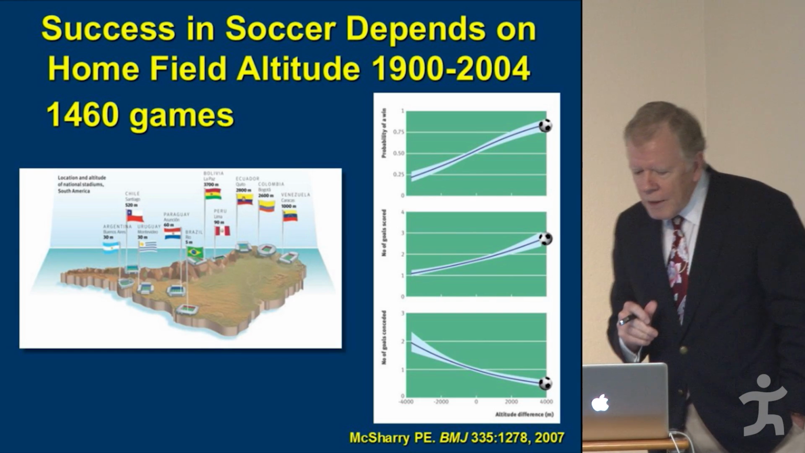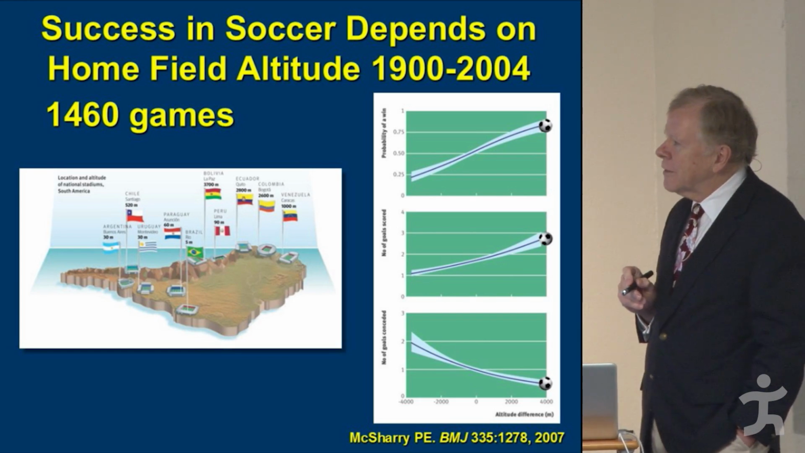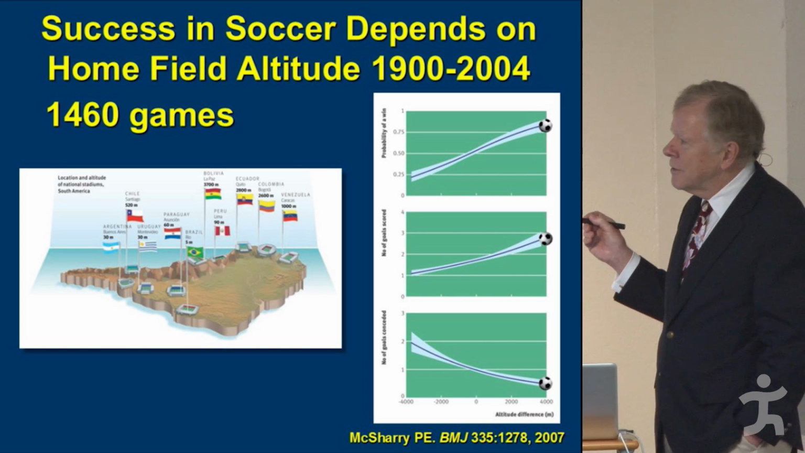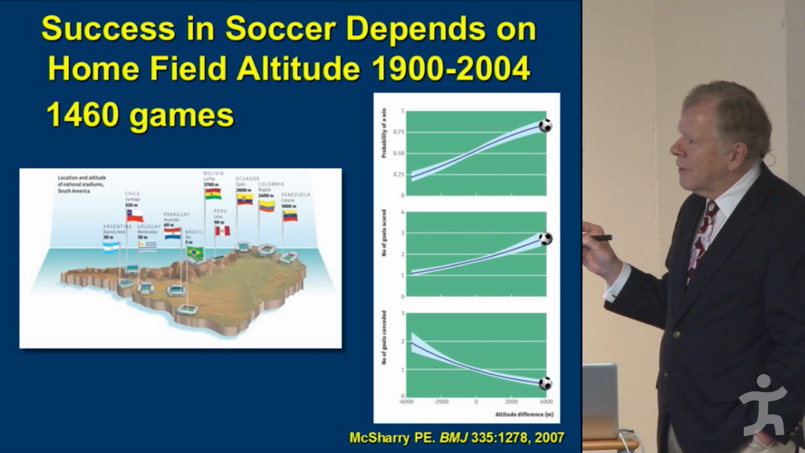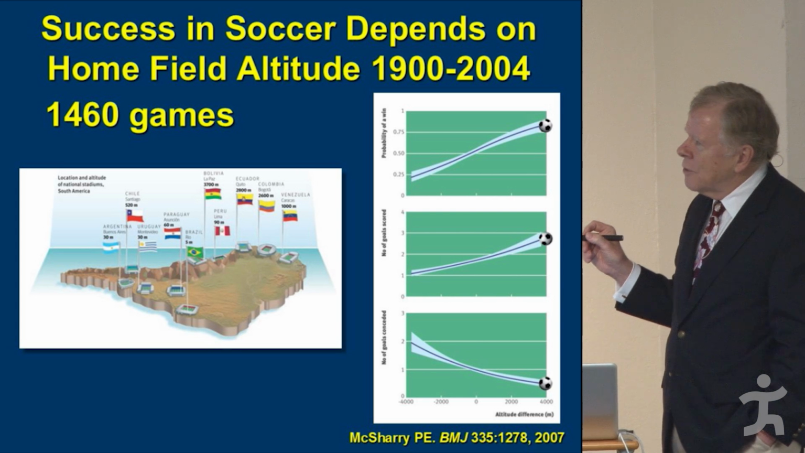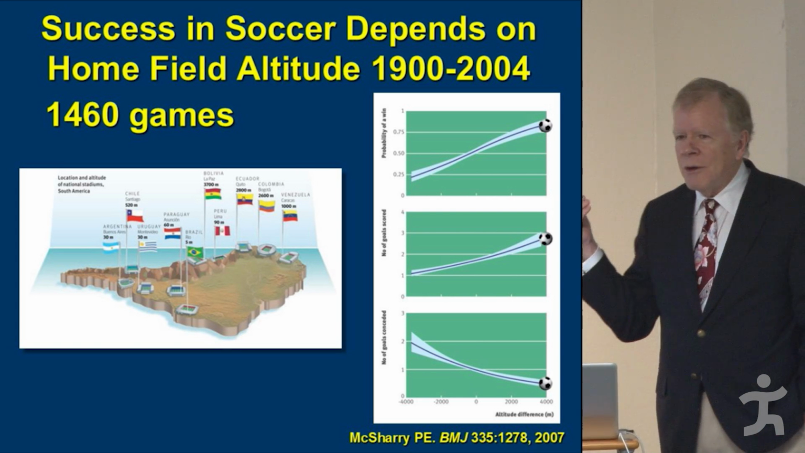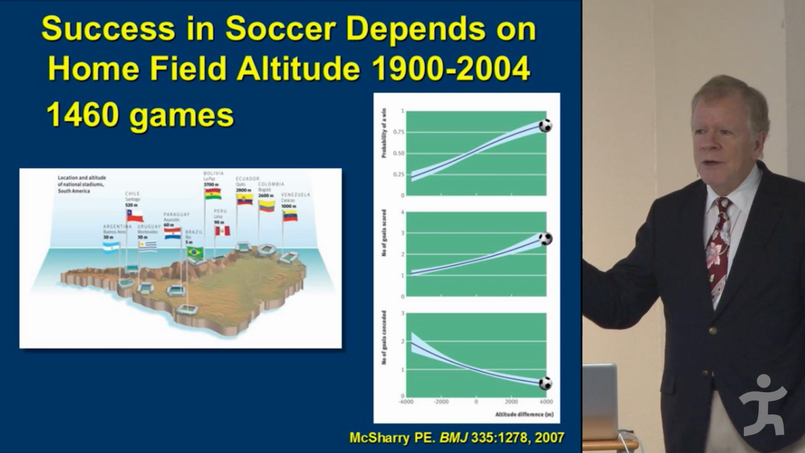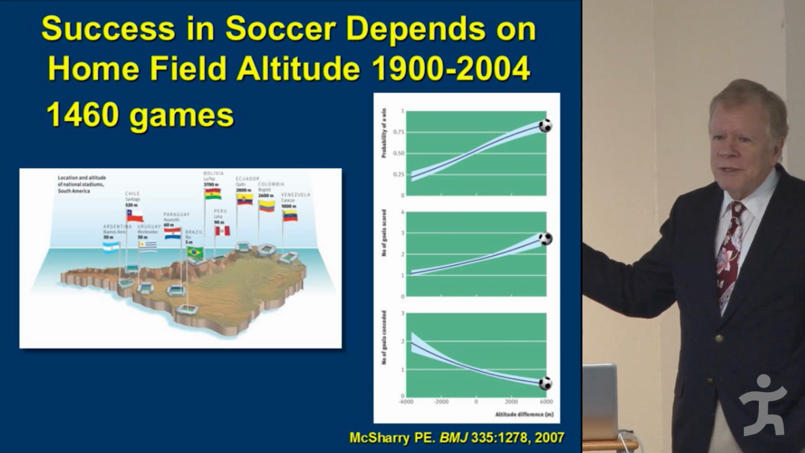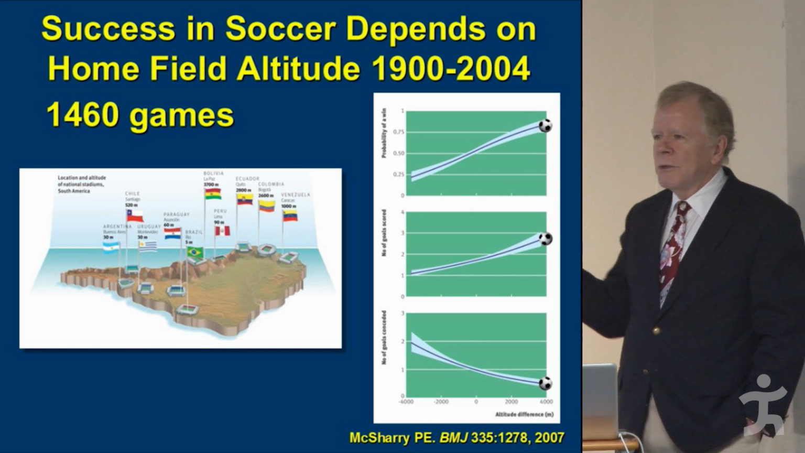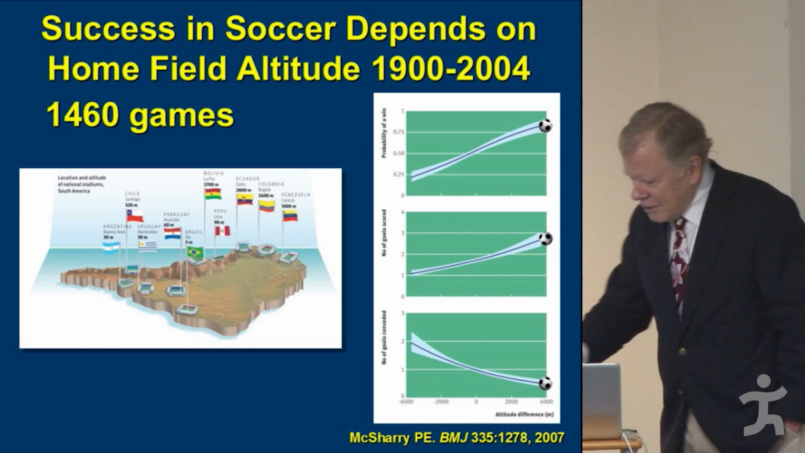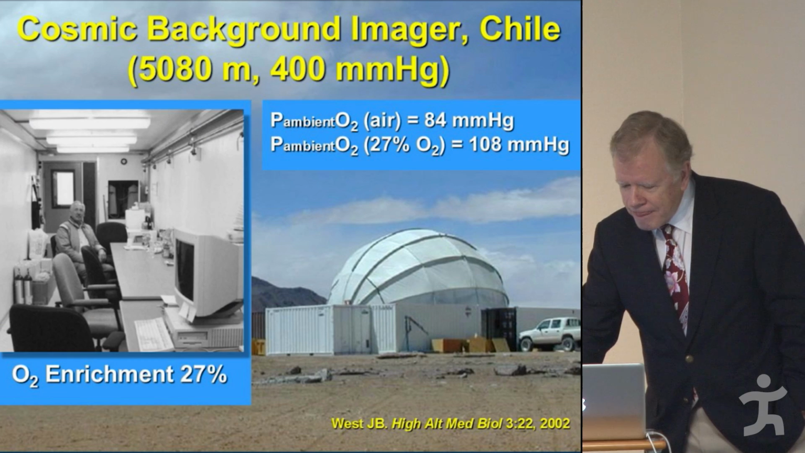Now, altitude has some interesting effects. This investigator in 2007 published a nice review of 1,460 soccer matches in South America, which were held at various altitudes. And what he showed was that the home team, the team that lives at higher altitude, has an advantage over a team at lower altitude, not surprisingly. So if you're betting on the Super Bowl using this statistic, you'd bet that Denver is going to beat the other teams because they live at higher altitude.